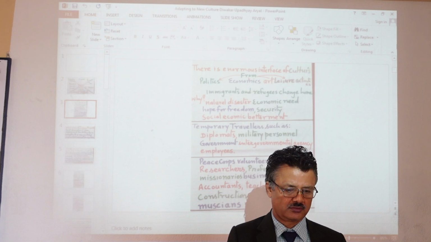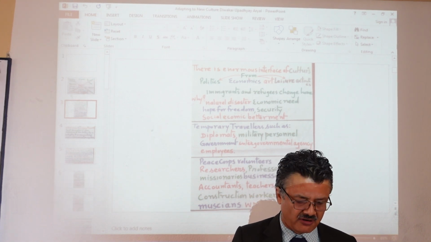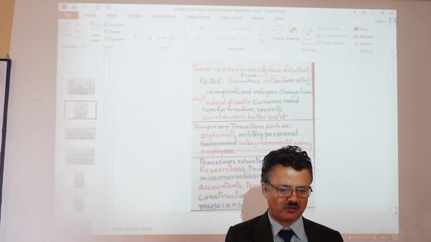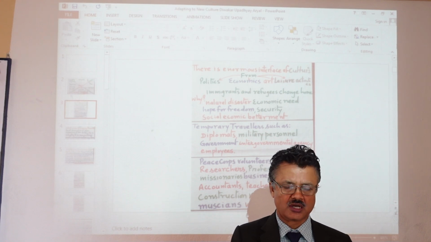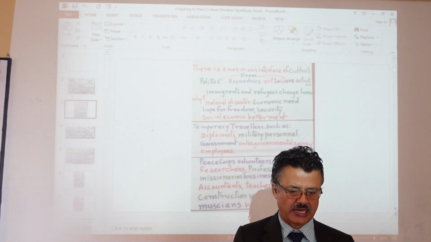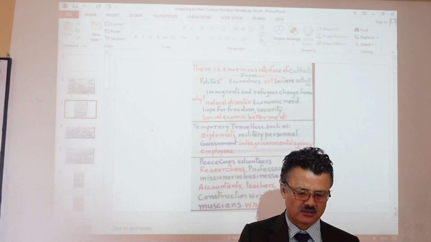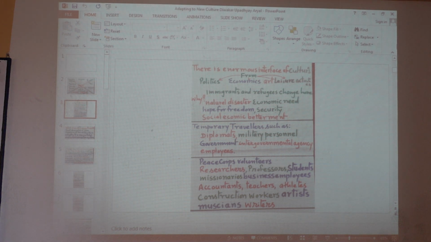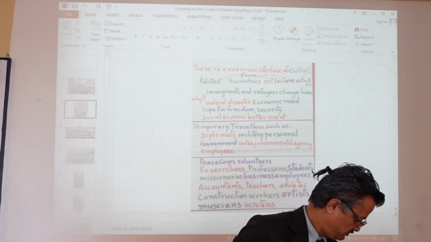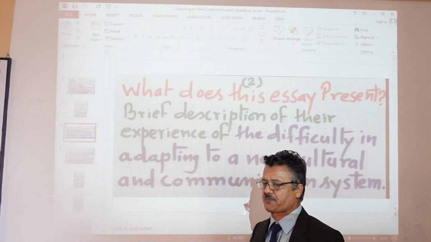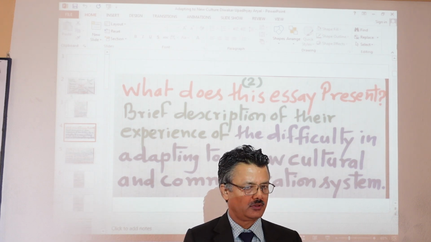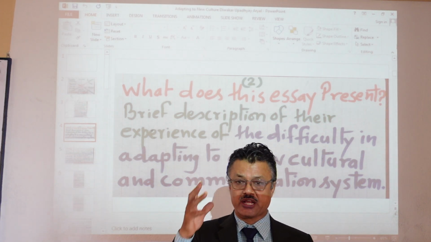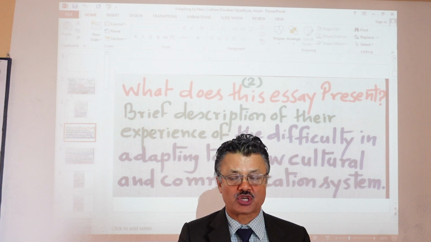refugees move, temporary travelers move, volunteers move, accountants move, researchers, professors, students, missionaries, business employees, teachers, athletes, players, construction workers, artists, musicians, writers, millions of people are moving to the Western world today. And as these people move to the Western world, they face difficulty to adopt the new culture and new communication system.